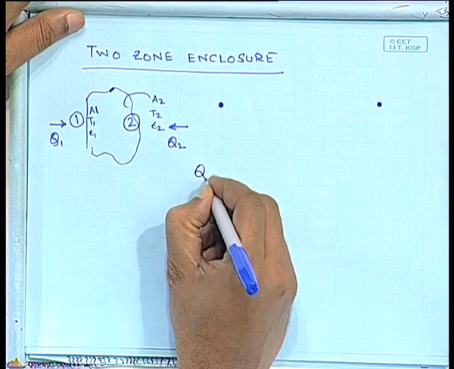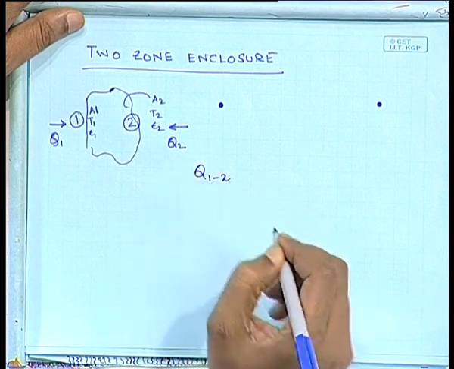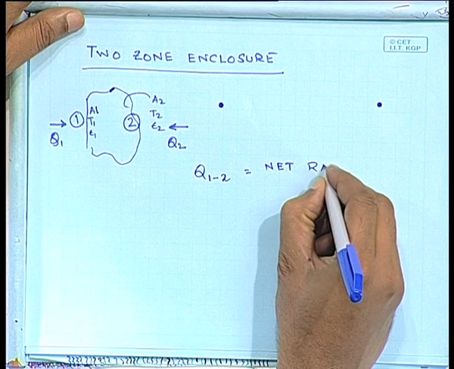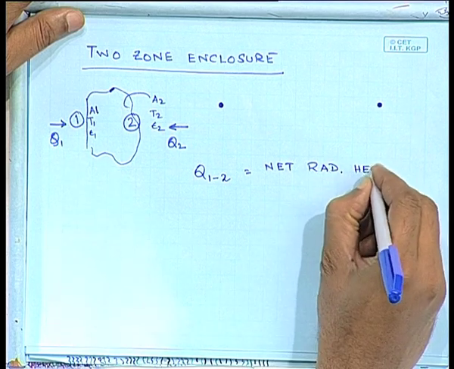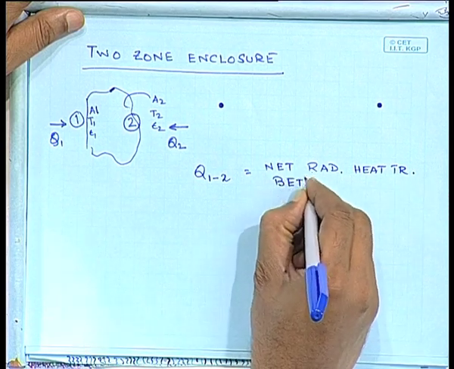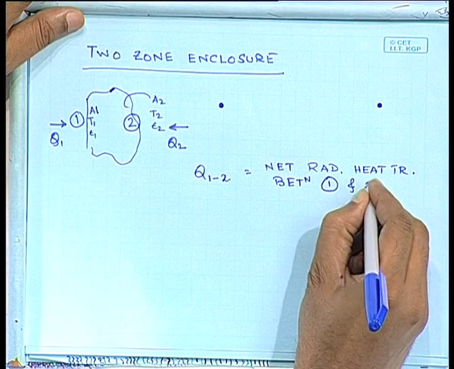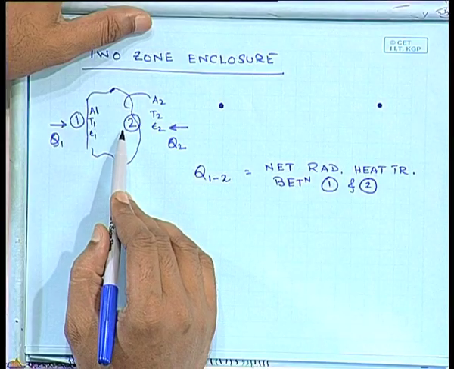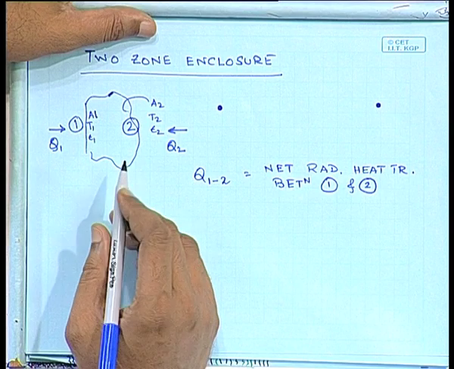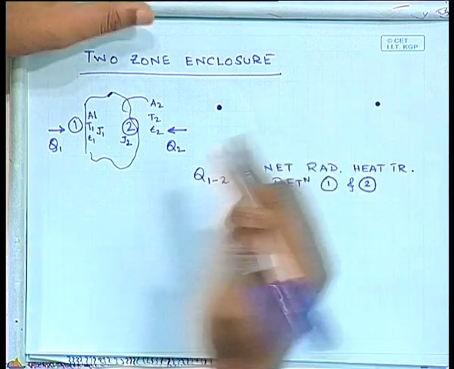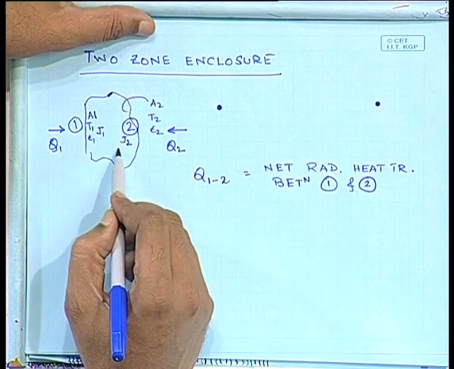I would like to find out what is Q1 to 2. That means the net radiative heat transfer between zone 1 and 2. Okay. Q1 to 2, what amount of energy is going from 1 to 2? Would you be able to tell me? And these J1 and J2 are known, we define some radiosity as J1 and J2.